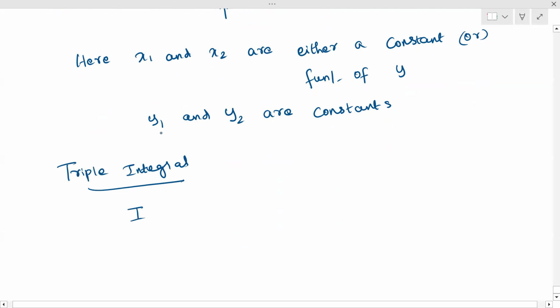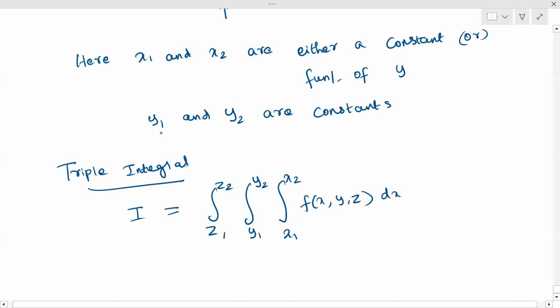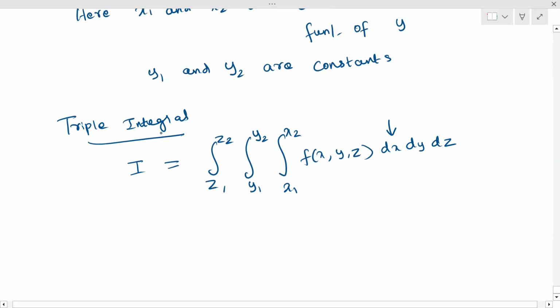Here the given integral I equal to z1 to z2. Here we are having three variables x, y, z. First, we do the inner integration with respect to x. And for that, very important one is we have to treat y and z are constant.